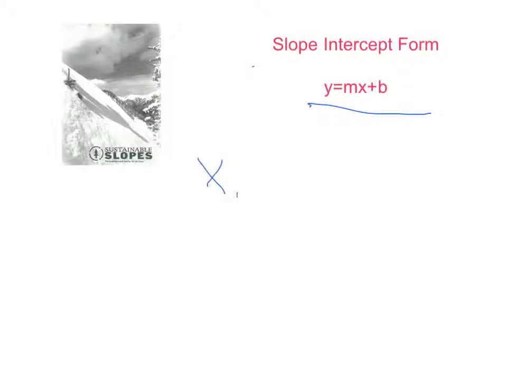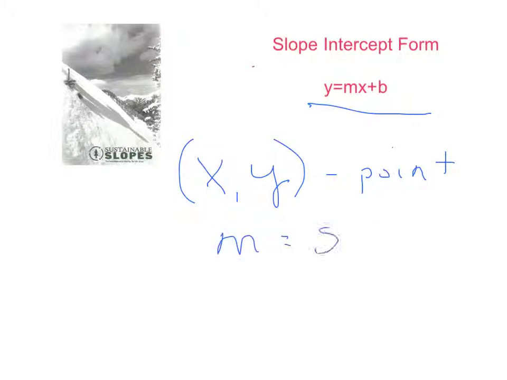Well, x and y represent a point on the line. And there are several points that make up a line, so this is just one that's being referenced in the equation. M represents the slope, and b represents the y-intercept.